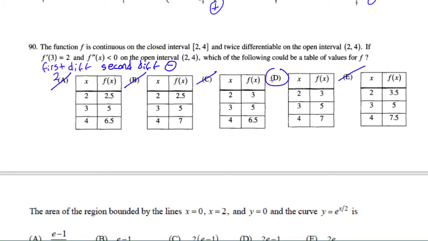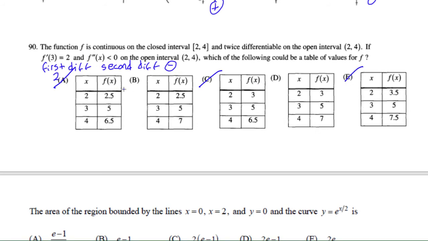But oh, it's just f prime of 3. Okay, so you're right. Let's back up here. It's just saying at 3, I go 2. So from 3 to 4, you should be adding 2. From 3 to 4, it's not A. It could be B. From 3 to 4, no. It could be D. So it's between D and B.